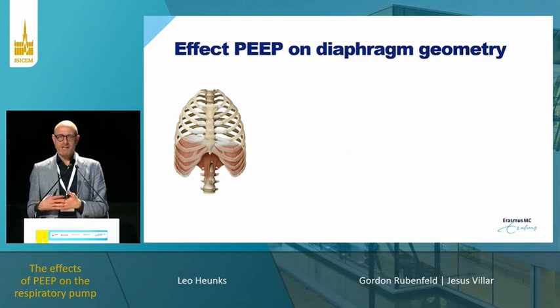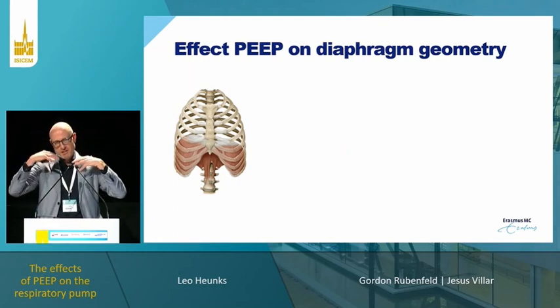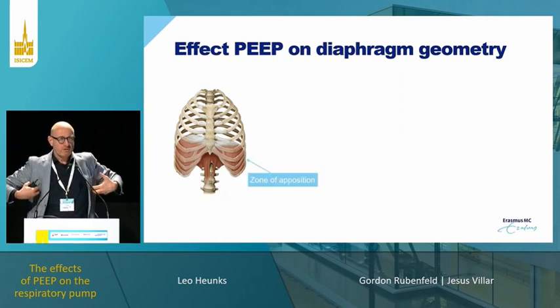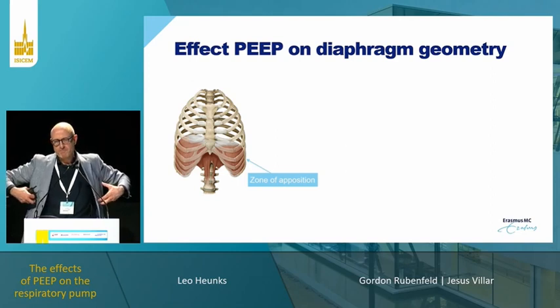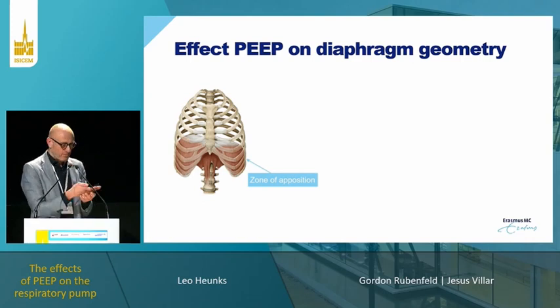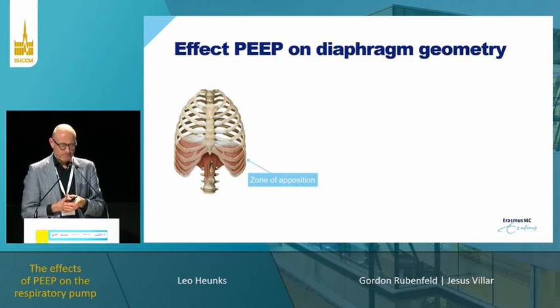So right here you see the diaphragm. That's that fantastic dome-shaped muscle positioned between the thorax and the abdomen. And there are two parts that are really important. The top, the tendinous part, and the lateral part, the zone of apposition, the place where we generate the pressure, the place where the muscle fibers are located. And as you can imagine, upon contraction of the muscle fibers, the top of the dome will move downwards.